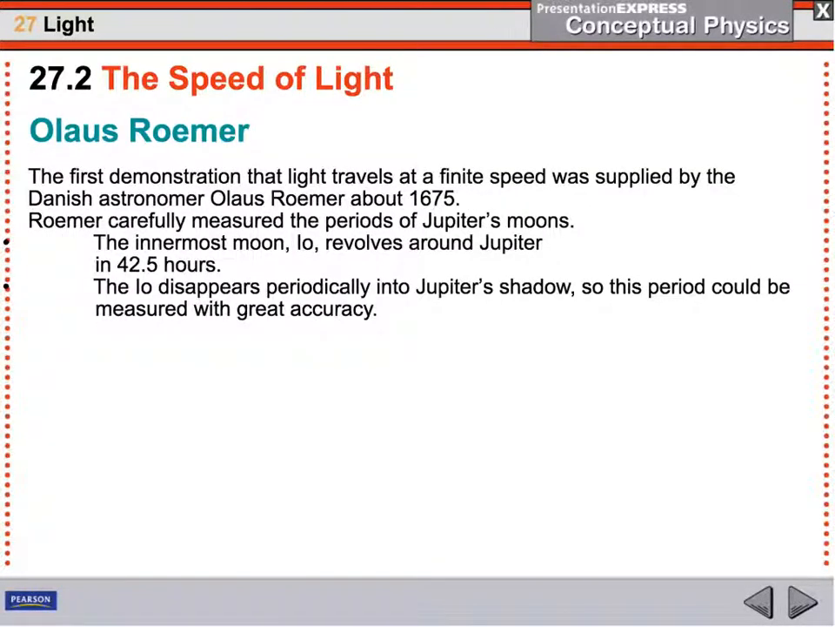The first demonstration that light travels at a finite speed was supplied by the Danish astronomer Olaus Romer about 1675. He carefully measured the periods of Jupiter's moons. The innermost moon, Io, revolves around Jupiter in 42.5 hours. Io disappeared periodically into Jupiter's shadow, so this period could be measured with great accuracy.